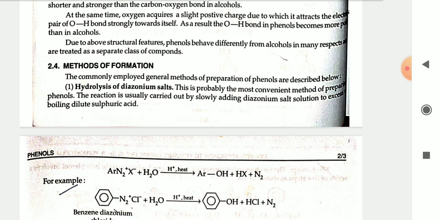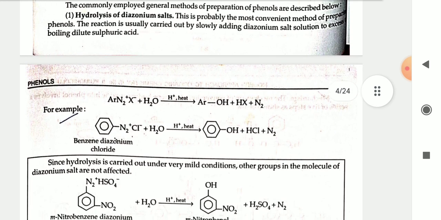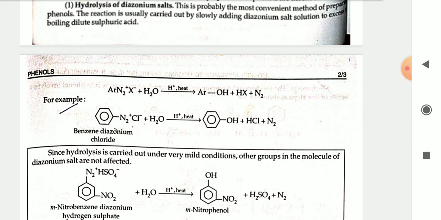The reaction is usually carried out by slowly adding diazonium salt solution to excess boiling dilute sulfuric acid. Benzene diazonium chloride reacts with water to form phenol plus HCl plus N2. Since hydrolysis is carried out under very mild conditions, other groups in the molecule of diazonium salt are not affected. M-nitrobenzene diazonium hydrogen sulfate in presence of water will give m-nitrophenol plus H2SO4 plus N2.